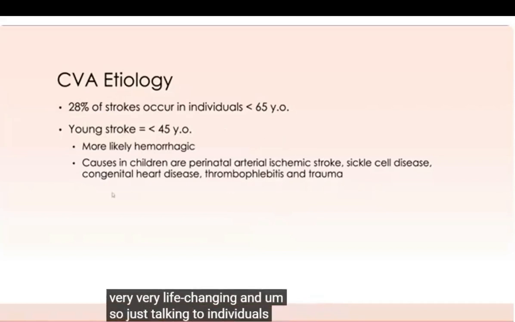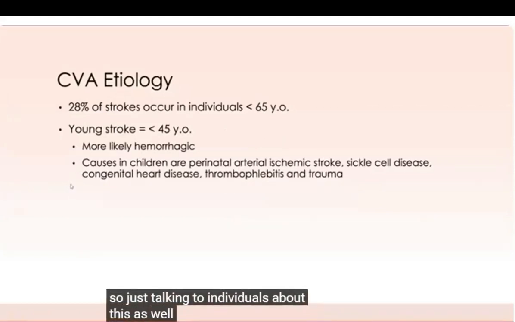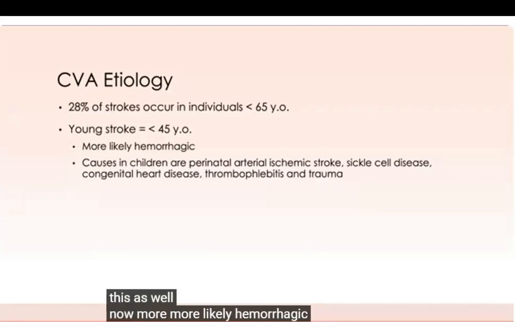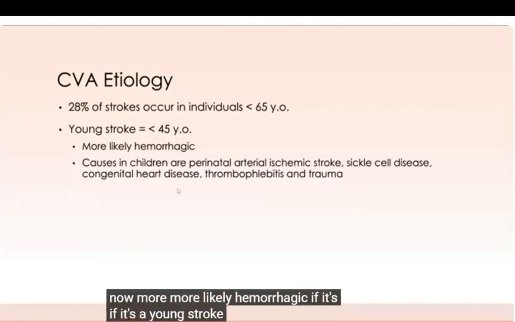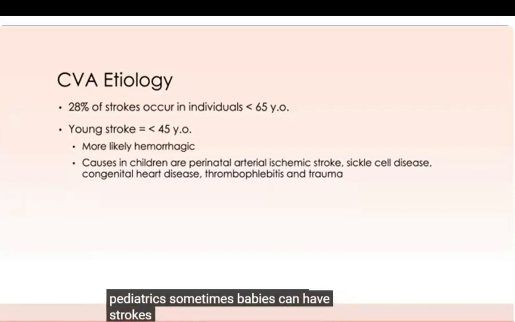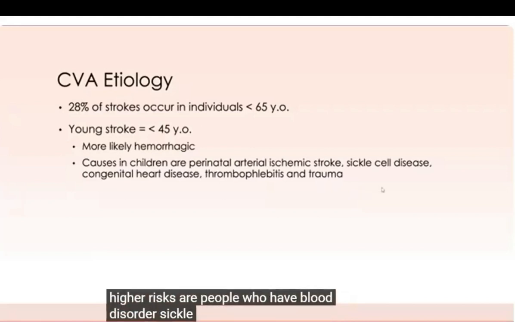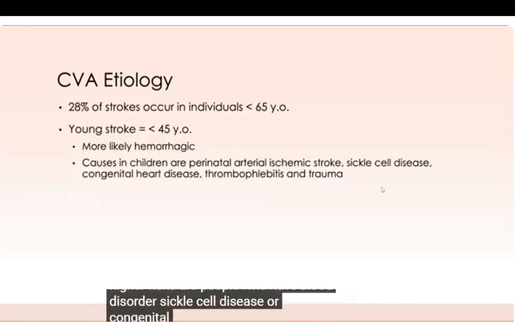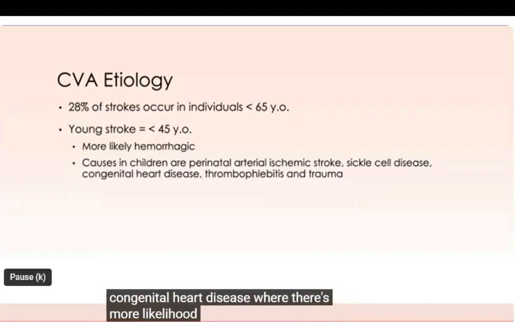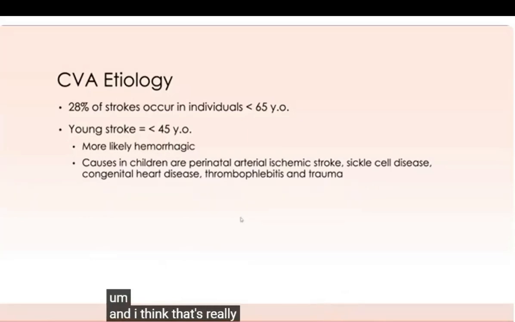And so just talking to individuals about this as well. Now, more likely hemorrhagic if it's a young stroke. Strokes can happen in children. So this is why we cover this now, and we'll talk about pediatrics. Sometimes babies can have strokes in utero or during birth. Also, higher risk are people who have blood disorders, sickle cell disease or congenital heart disease, where there's more likelihood of formation of clots, right? And I think that's really all I wanted to say about that.